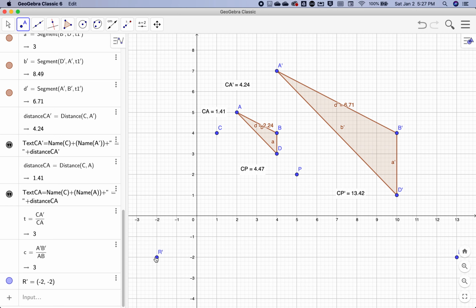So here you're supposed to find, if this is the image using the same scale factor and the same center of dilation, C, where R, the original point, is. So when you do that and enter the information that you need to in text boxes, you're done with the lab. Enjoy.